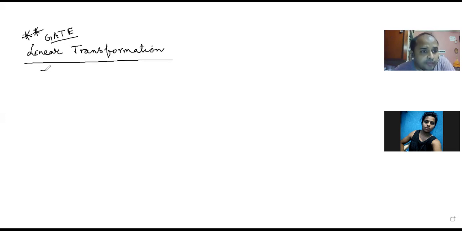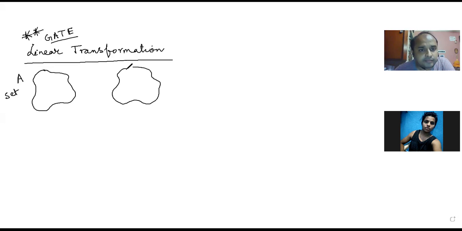When we talk about two sets, suppose we have two sets. This is a set A, and this is a set B. If we have two sets, we study the set operations.